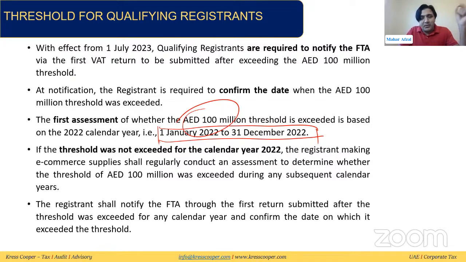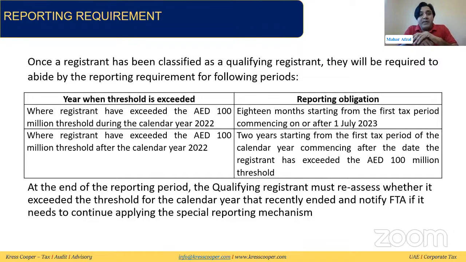Each business making supplies through the e-commerce medium needs to look into this. If the value of the supply is more than 100 million, then they will be subject to these reporting requirements. These are the reporting requirements. So basically, when registrants have exceeded the 100 million during the calendar year 2022, their reporting will start from the tax period starting on or after 1st July 2023, and it will continue for 18 months. For 18 months, they will keep reporting this.